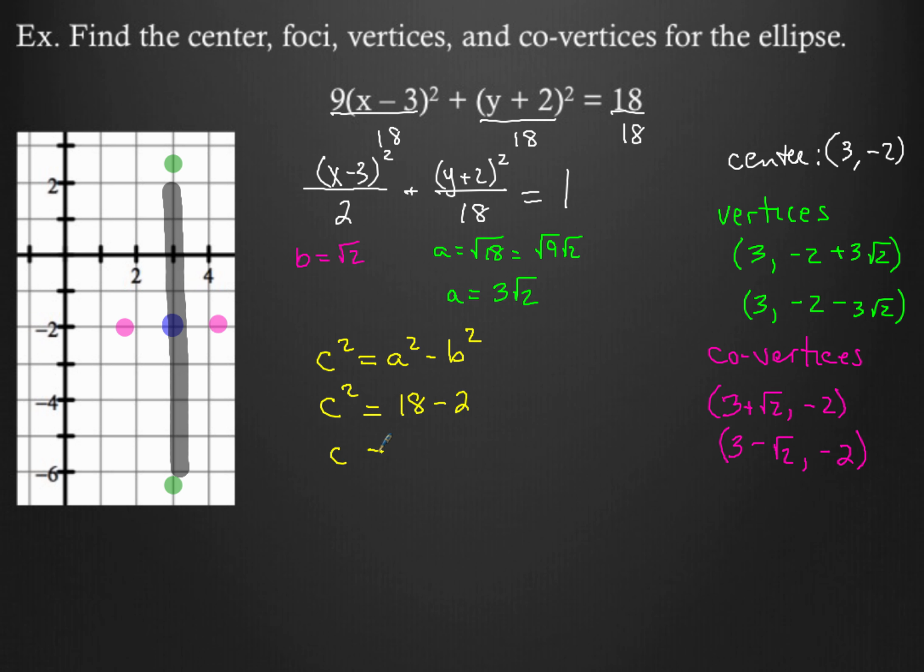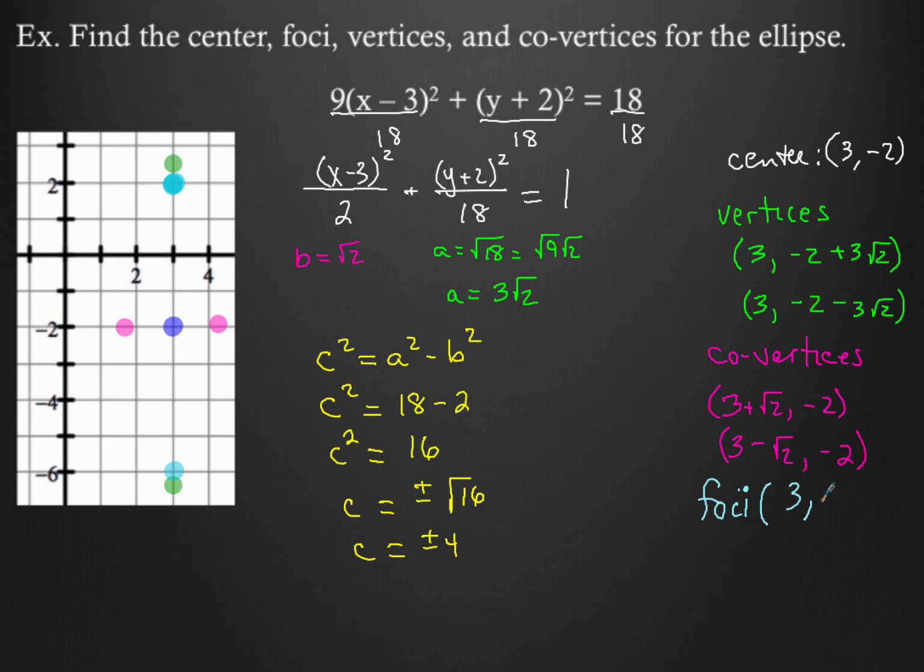So here comes the really tough part. 18 minus 2 gives me 16. Solving for c, we get plus or minus 4. What that tells me is that from my center, I'm going to move 4 units up. So 1, 2, 3, 4. That's going to put me right there. Oh, I like that, a nice whole number integer coordinate. Now you move 4 down. So when I write the coordinates for my foci, that's really easy because I landed on integers. One of them is at (3, 2), and my other focus is at (3, -6). Well, that wasn't so bad.